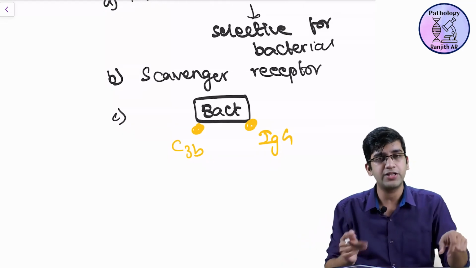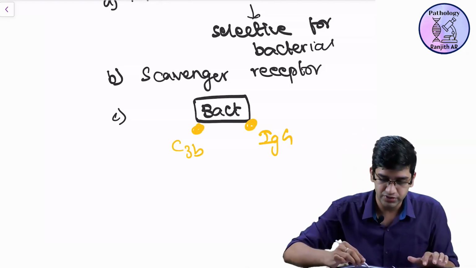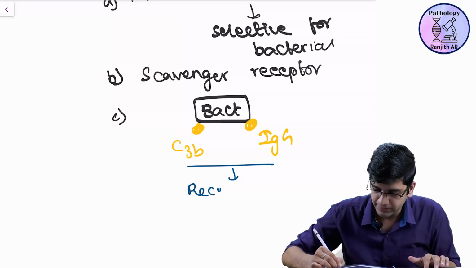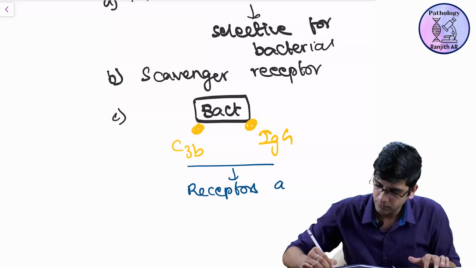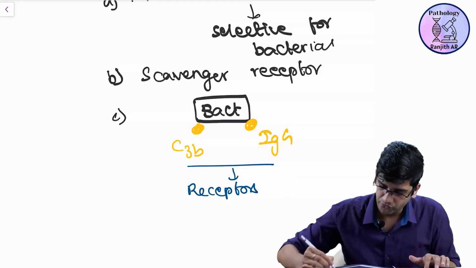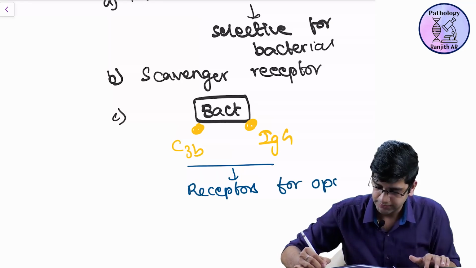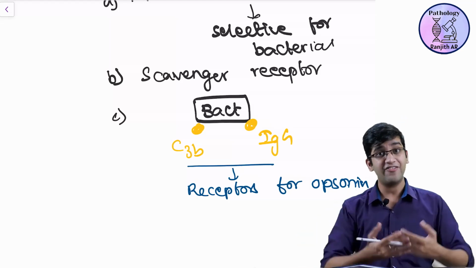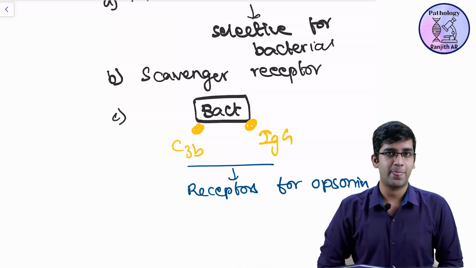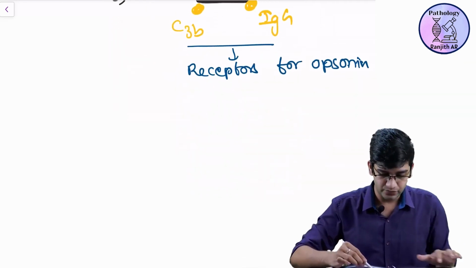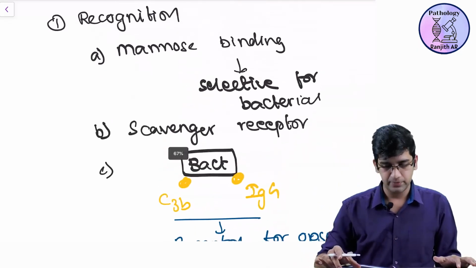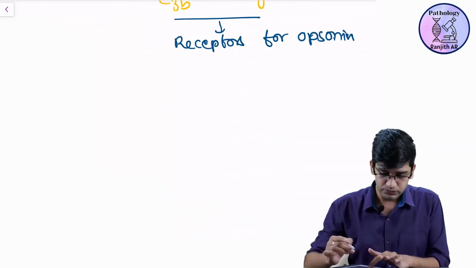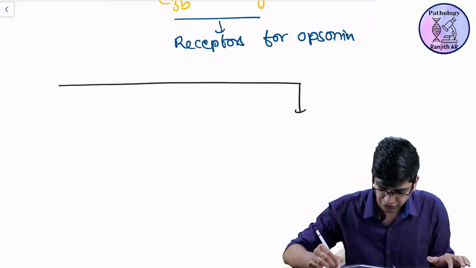So this macrophage is going to have receptors for this opsonin. That also will help me in engulfing. So I've engulfed it now. I've eaten it now. So how do I destroy? Once I've eaten it with the help of all these three receptors, mannose binding lectin, scavenger receptor, and receptors for opsonins, once I have done that, I have to destroy.